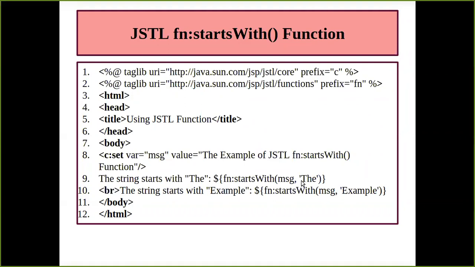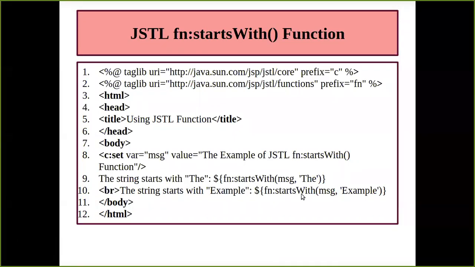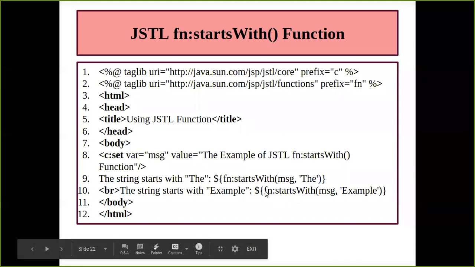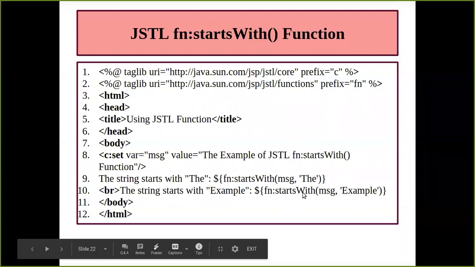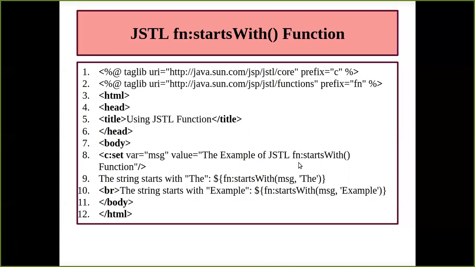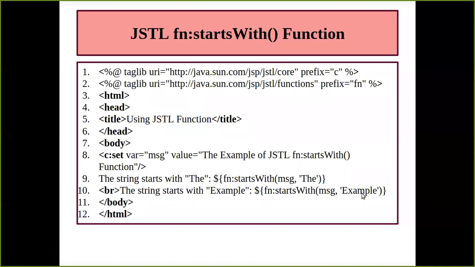True. Fine. Now for the next one, again I'm writing an expression language starting with dollar sign, fn colon startsWith. Here fn means your functions, that is the functions of the taglib directive we have defined, because we identify this function tag by making use of the prefix fn. And we have a startsWith function with two parameters again: the variable we created where the string values are stored, and the word "example", to check whether it is the starting word.